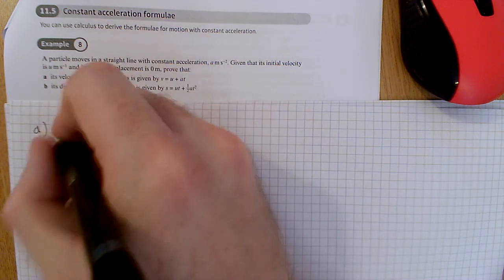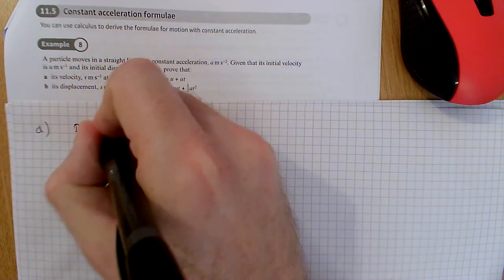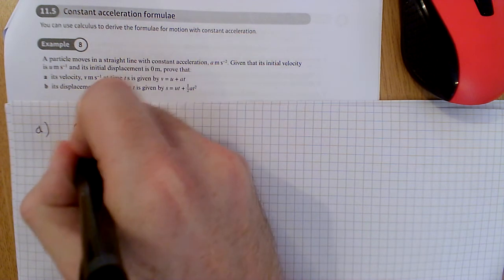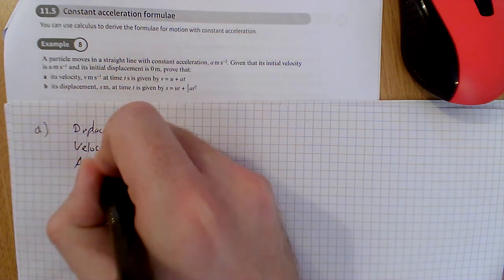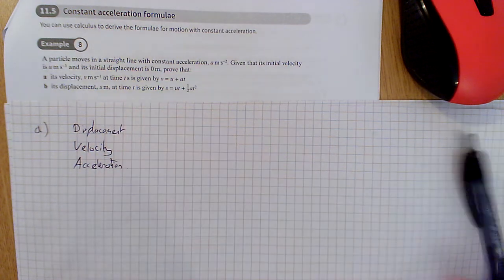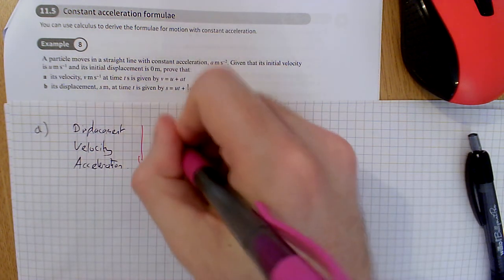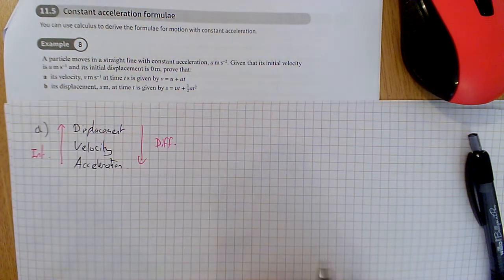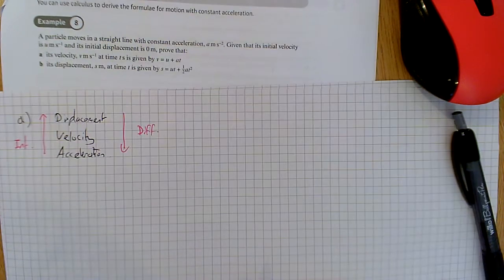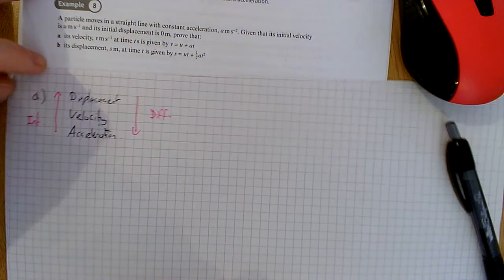So let's just recap a couple of things first. So we know that displacement, velocity, and acceleration have this relationship where if we want to move down, we're going to differentiate, and if we want to go up, we're going to integrate. And what we're going to do is see how those formulas, the Suvat formulas, tie in with what we've been doing. So it sets up this question here.